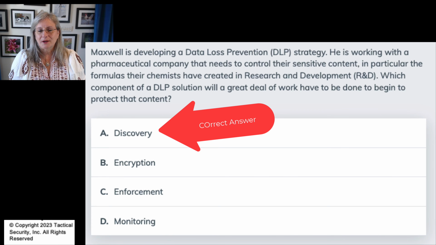So thinking about all the chemists and the formulas and the intellectual property, it kind of helps with the question. But the word begin, where do we begin? We begin with discovery. If you don't understand what data you have to protect, you can't protect it. So there you go. There's another question.